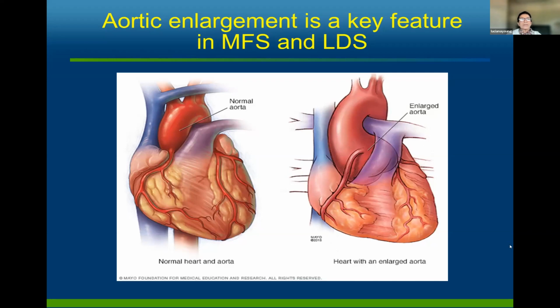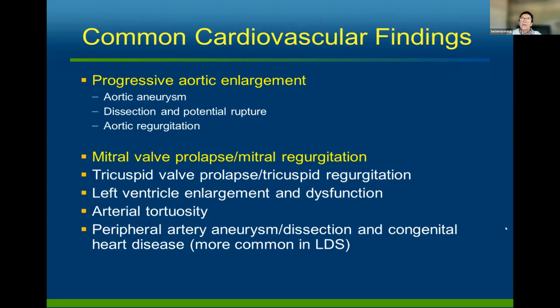Next slide, please. So some of the common cardiovascular findings that we see in Loeys-Dietz and Marfan syndrome are progressive aortic enlargement leading to aortic aneurysms. These can potentially dissect and could potentially rupture, which may be fatal. So a key element of our management is regular surveillance to make sure that we try and treat to slow progression, and that we intervene at an elective point rather than having to do it emergently.